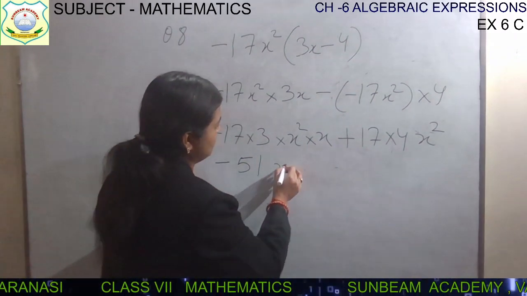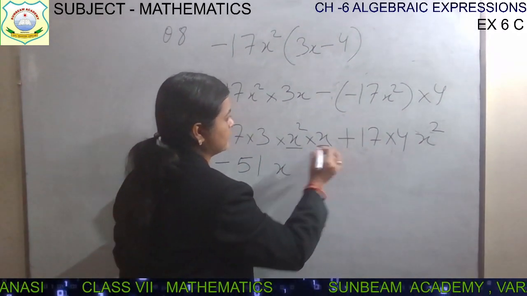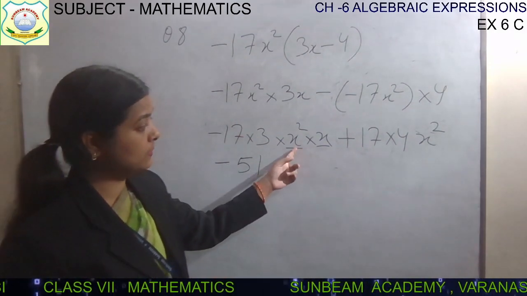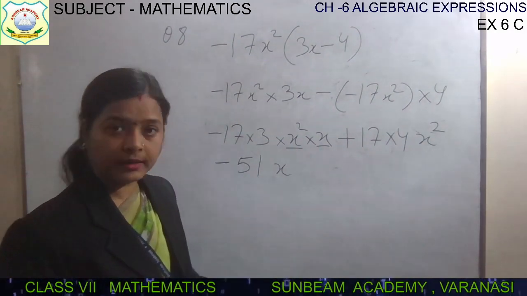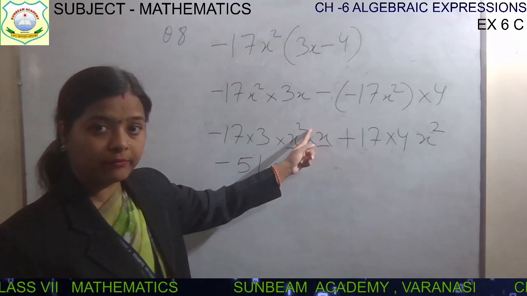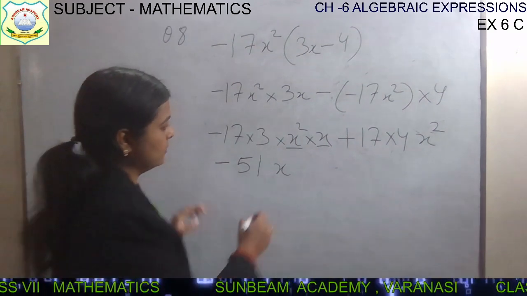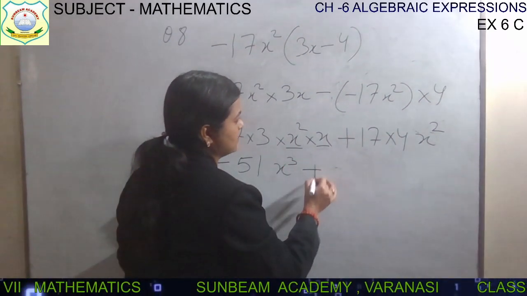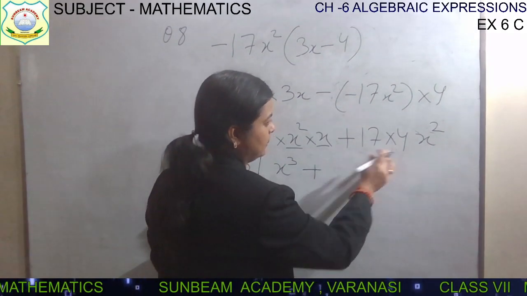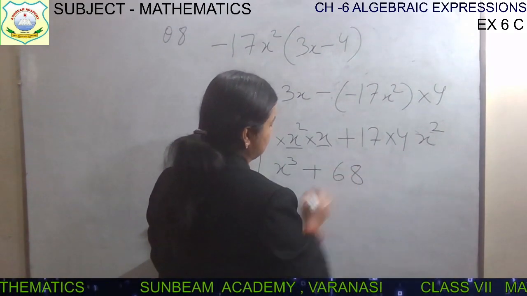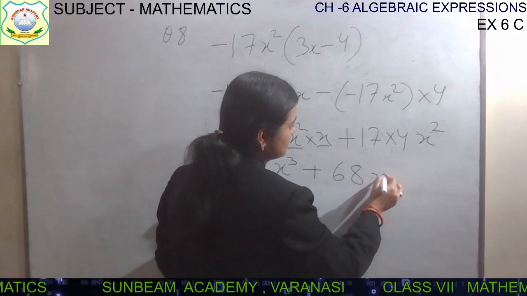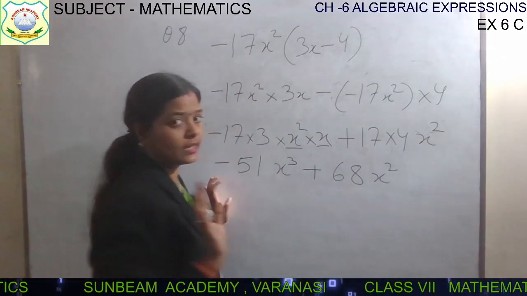Now x square into x. The base is the same, x and x, and you have to add their powers. 2 plus 1, so it will be 3. Then plus 17 fours are 68, and x square, only one term is there, so x square.